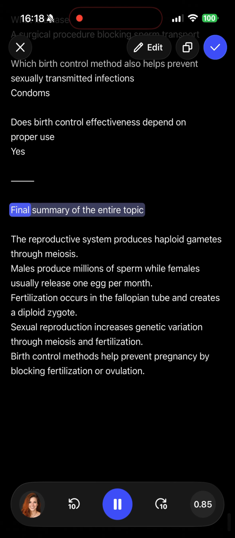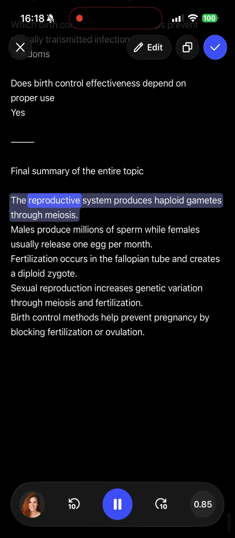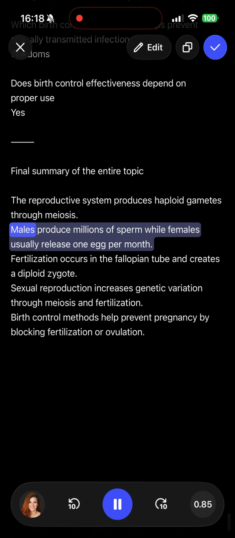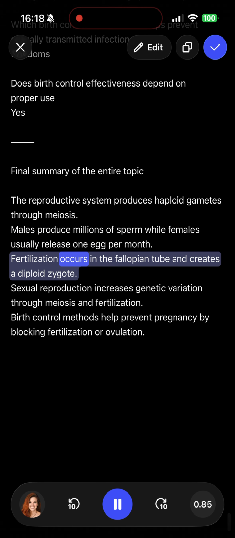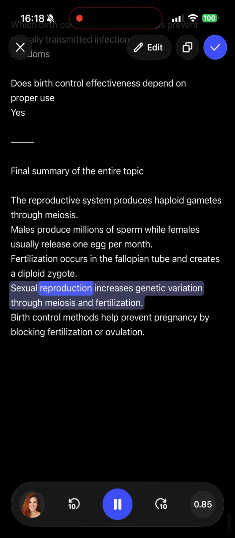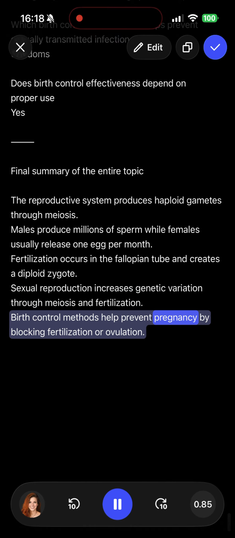Final summary of the entire topic. The reproductive system produces haploid gametes through meiosis. Males produce millions of sperm, while females usually release one egg per month. Fertilization occurs in the fallopian tube and creates a diploid zygote. Sexual reproduction increases genetic variation through meiosis and fertilization. Birth control methods help prevent pregnancy by blocking fertilization or ovulation.